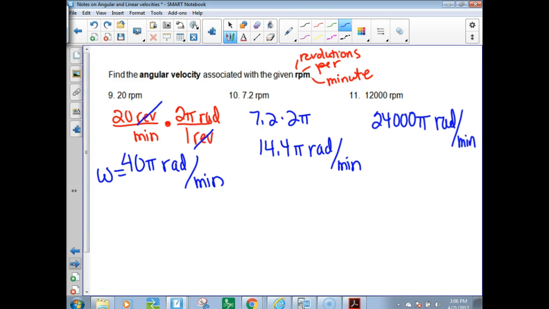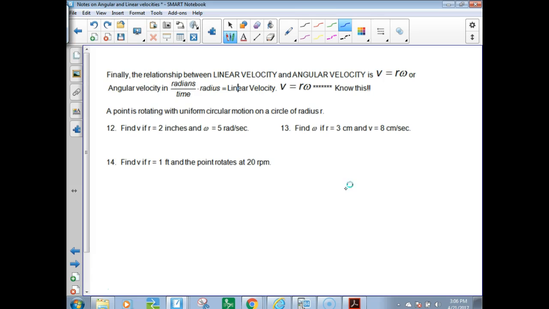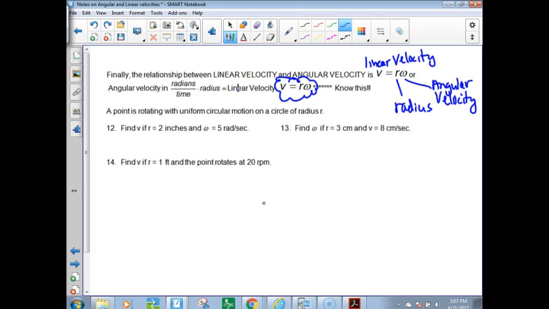Okay, we have one more concept to address, which is the relationship between linear and angular velocity. Linear velocity v is equal to the radius times the angular velocity. Angular velocity is in radians over time. When you multiply the radians over time times the radius, you get the linear velocity. So we want to know this formula. You will have it on your reference sheet.